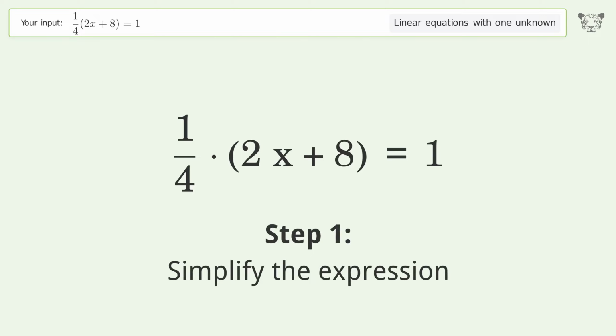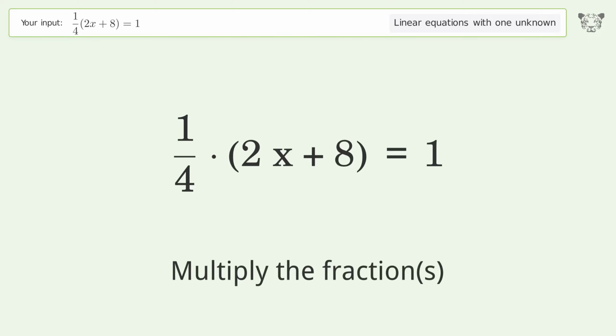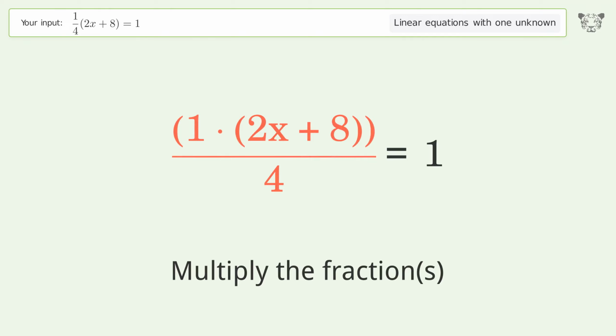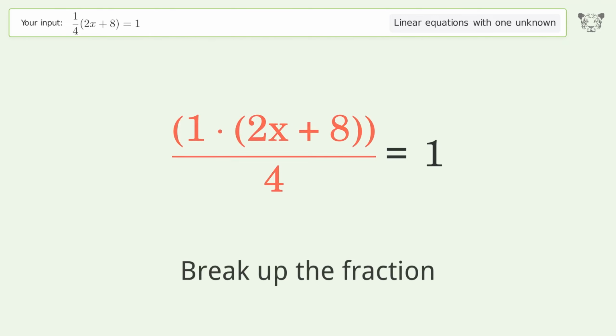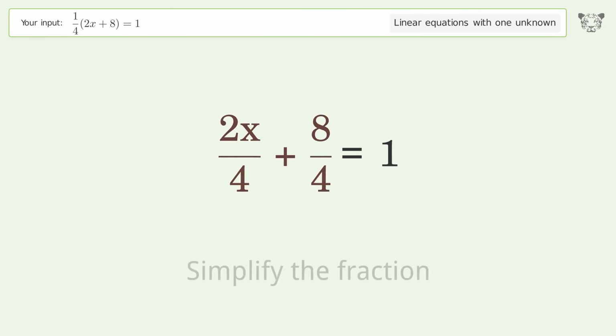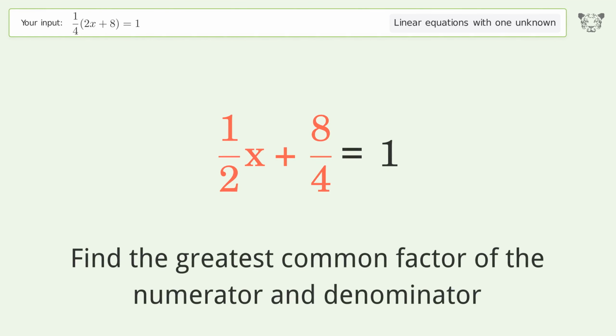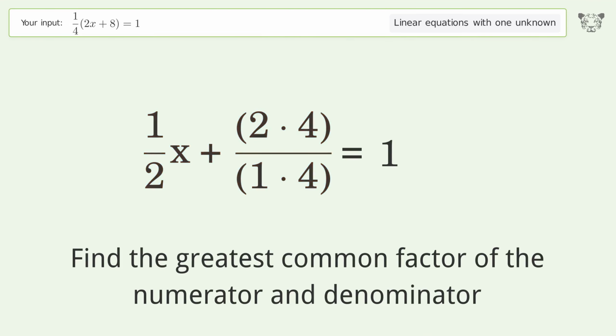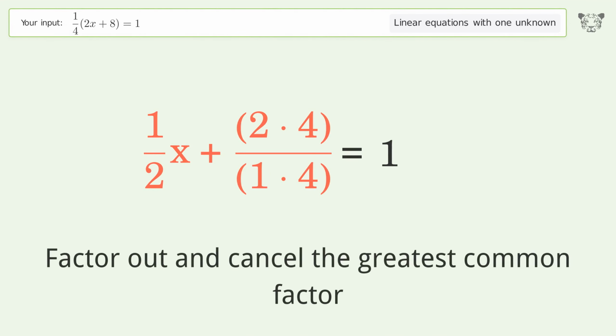Simplify the expression. Multiply the fractions. Break up the fraction. Simplify the fraction. Find the greatest common factor of the numerator and denominator. Factor out and cancel the greatest common factor.